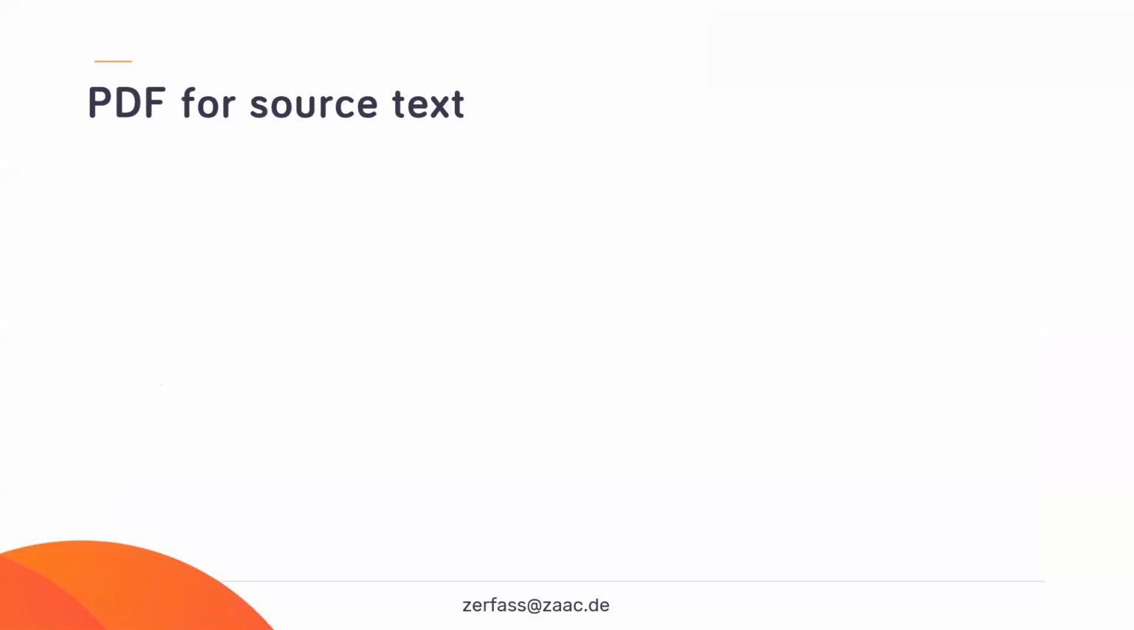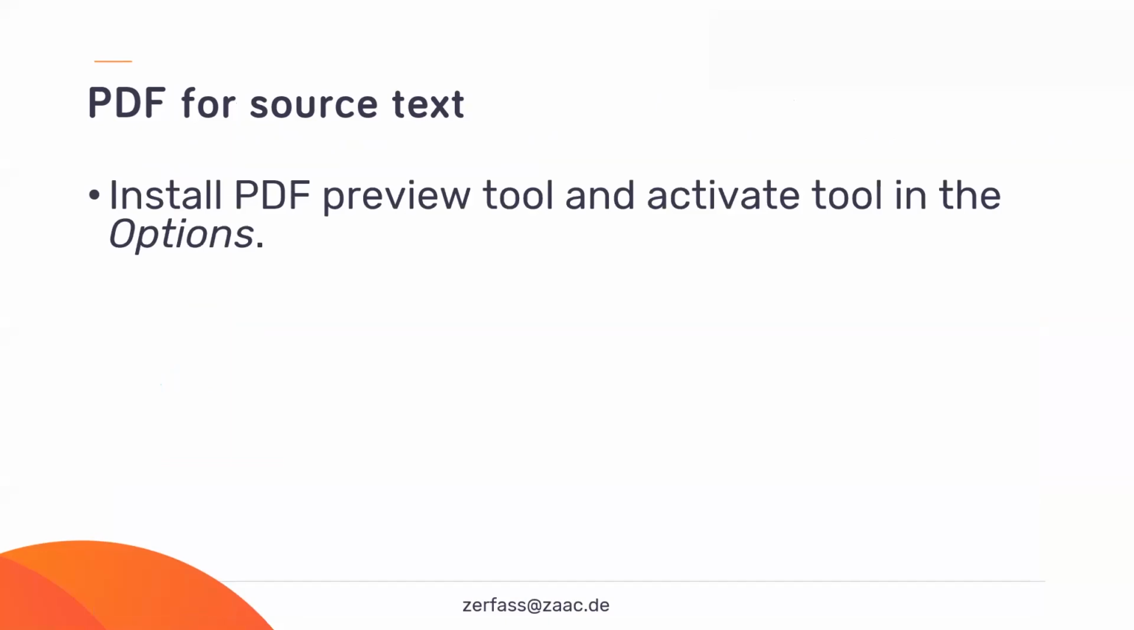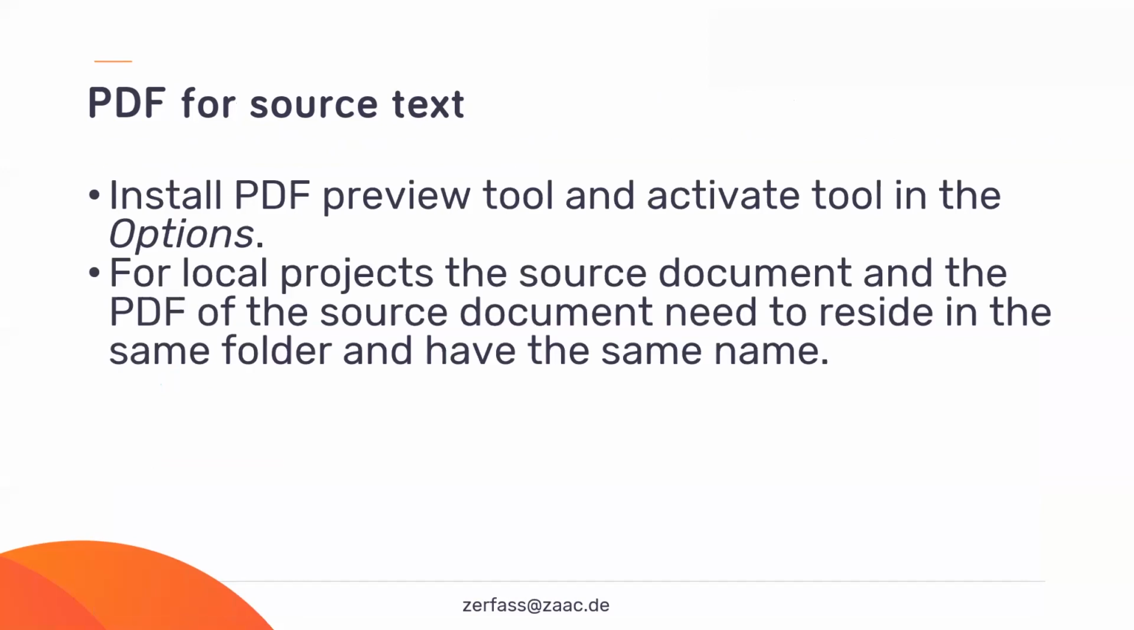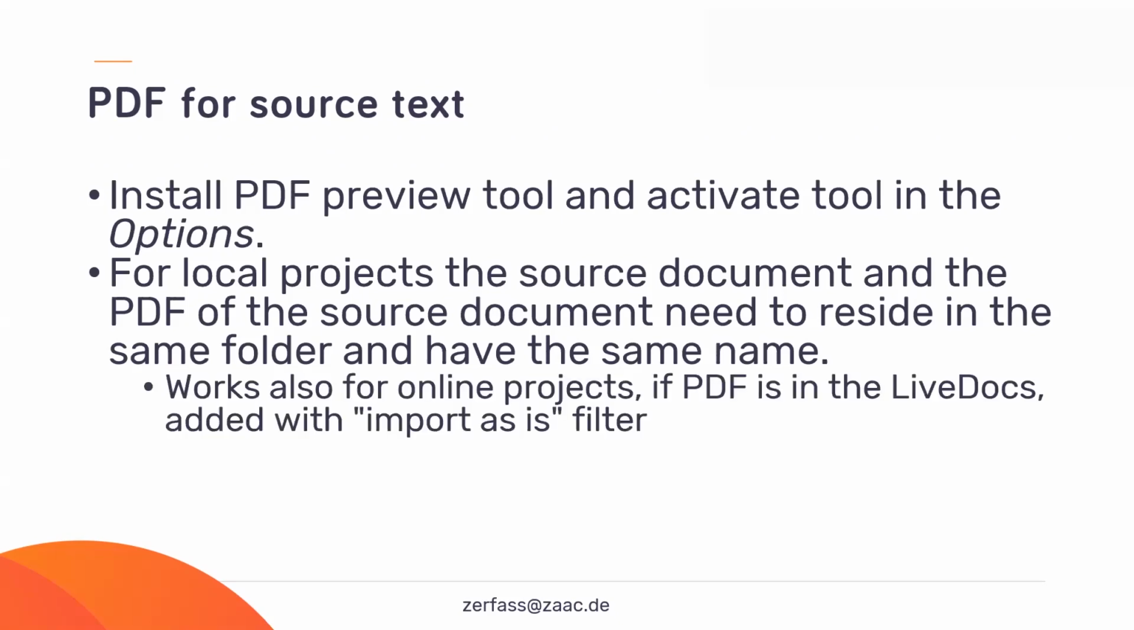So if you have a PDF for your source document, you would install the PDF preview tool, activate it in the options. For a local project, this source document that you're translating and the PDF of that source document need to be in the same folder so that memoQ can pair them, connect them directly. If you're working with online projects, there's a little workaround because you don't have the same files in the same folders on the server as when you download or check out the project. But what the project manager can do, they can add the PDF to the live docs, add them with a filter called import as is.